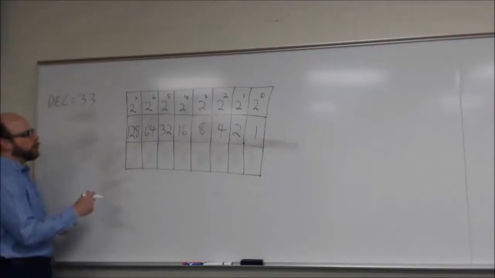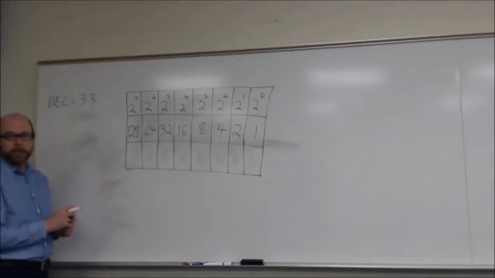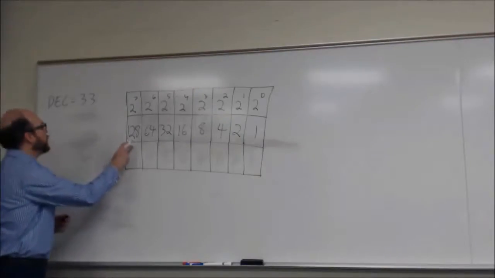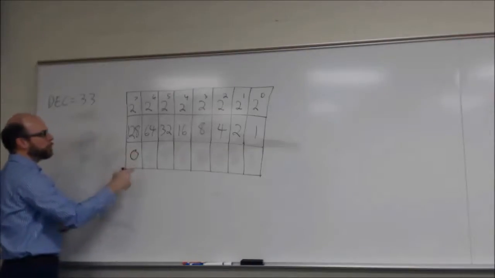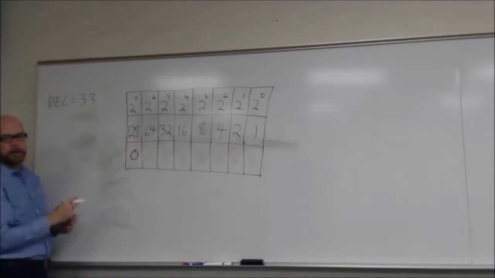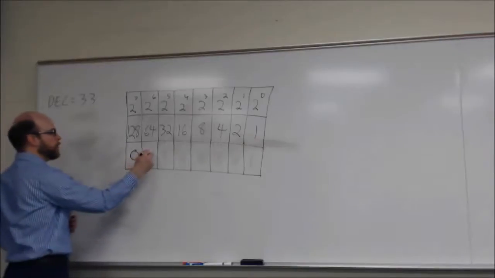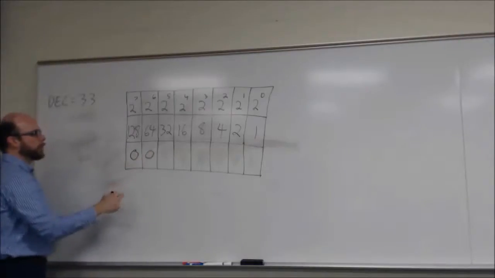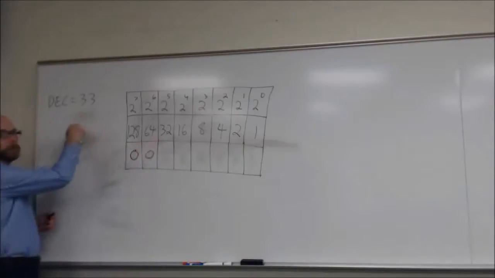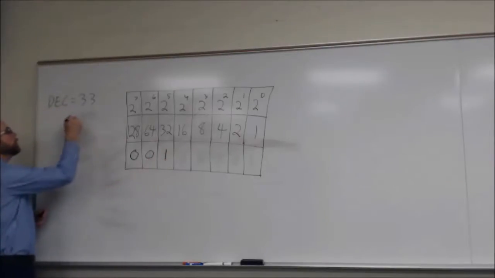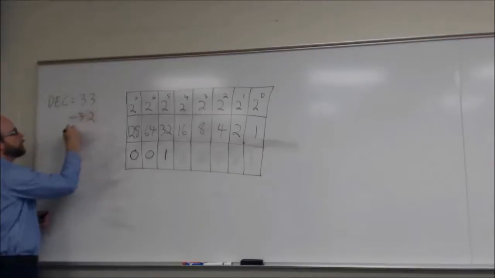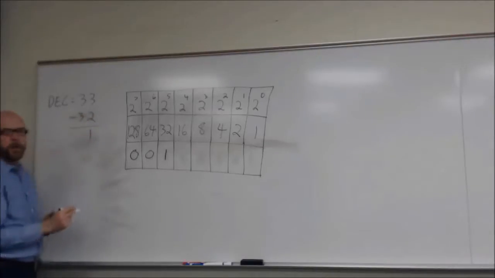So we're going to ask the same question like we did when we were only dealing with the 4-bit places. Is 128 less than or equal to 33? The answer is no, so we put a 0. Is 64 less than or equal to 33? Again, the answer is no, so we can put a 0 there. Is 32 less than or equal to 33? The answer is yes, so we put a 1 there. Subtract 32, and that gives us 1.